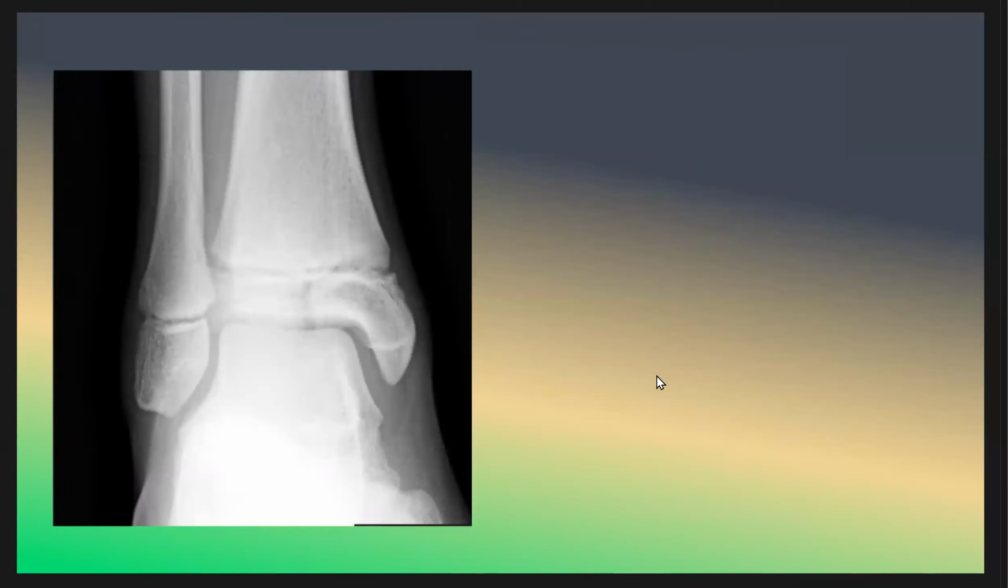Here, this patient with trauma, what do you think about this patient? Here we see an epiphyseal fracture, and this is a classic Salter-Harris type 3 epiphyseal fracture.